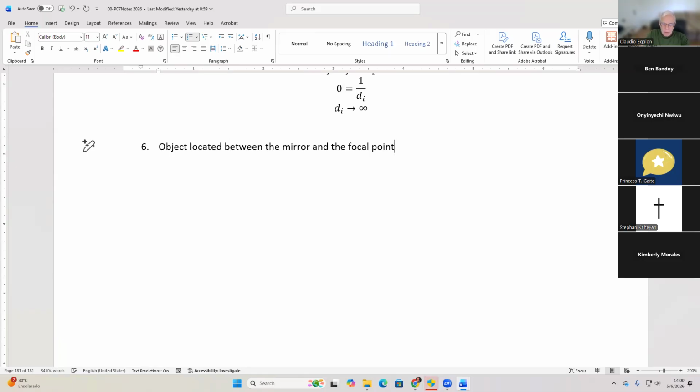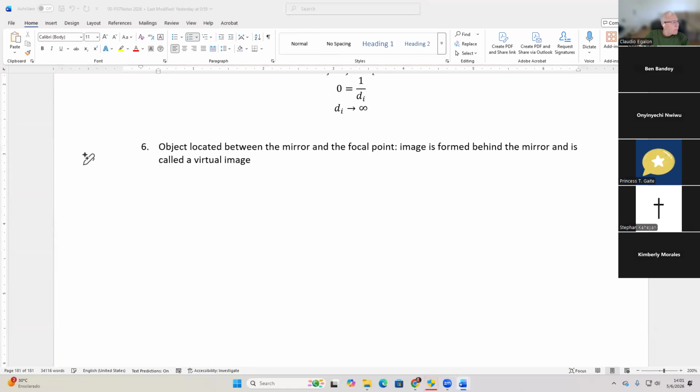Object, last one, located between the mirror and the focal point. What happens? Okay, the image is formed behind the mirror, and it's called a virtual image. You can even come up with a table. Let's see if I have the table already prepared here. If I don't have it, I will get that from scratch. It's important to show that because the same procedure that I'm doing here applies to lenses as well.